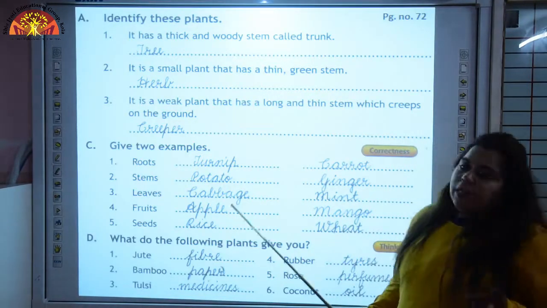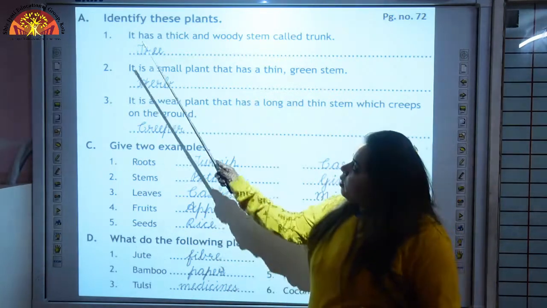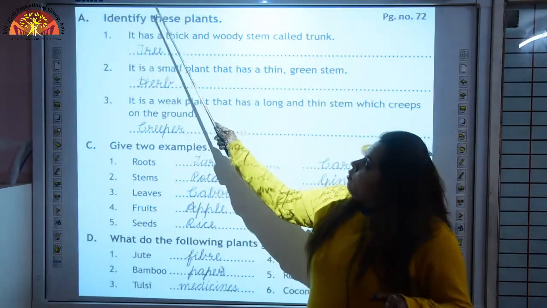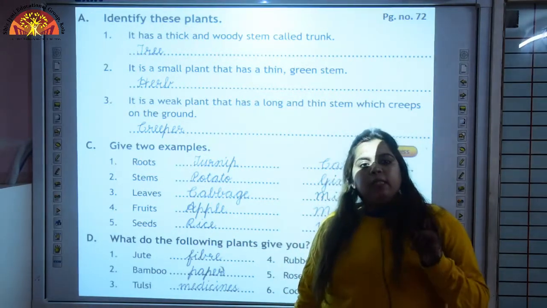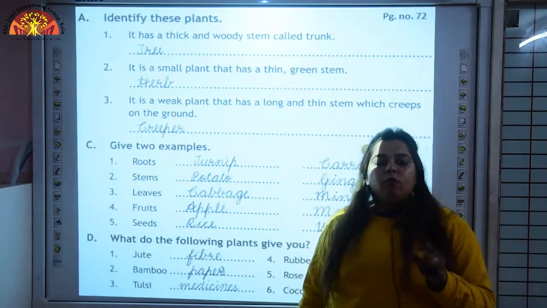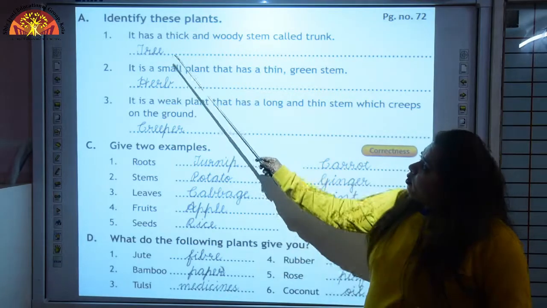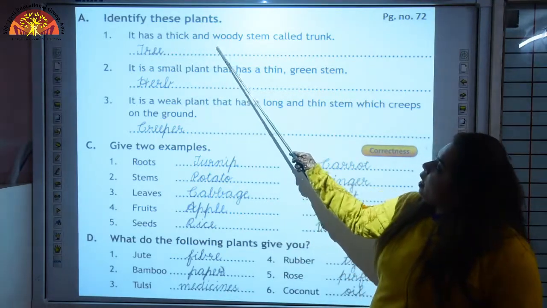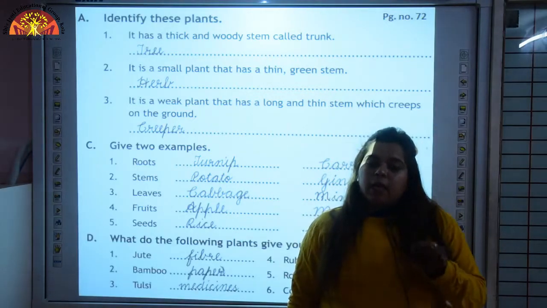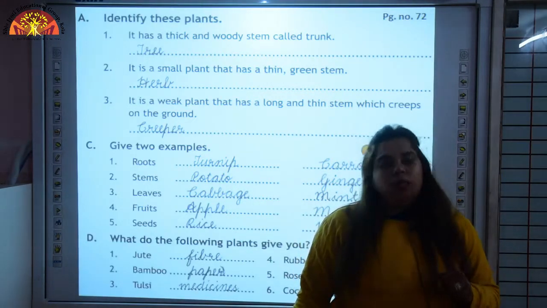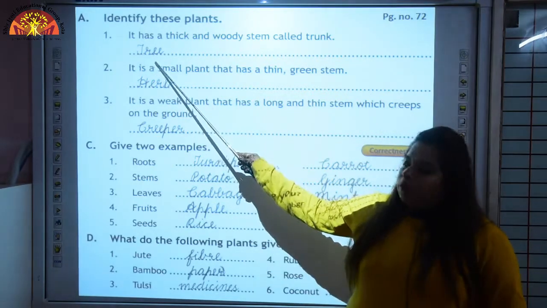Next, page number 72 here. Here we have to revise its bookwork. Let's see. First, identify these plants. Here a statement is given and we have to identify the names of a plant. First, it has a thick and woody stem called trunk. Which plant has a thick and woody stem that is called trunk? The answer is tree. So, we will write tree over here.